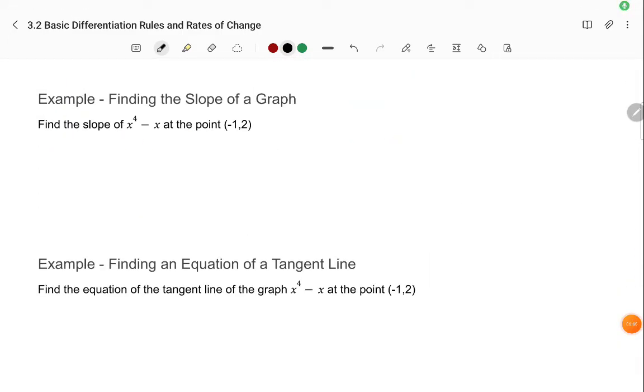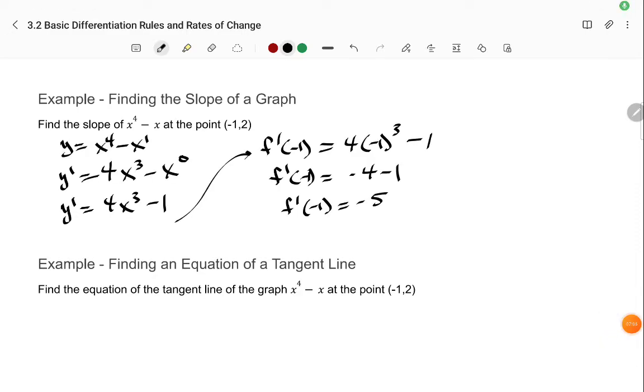So let's go ahead and try that. On this example, find the slope of x to the fourth minus x at the point (-1, 2). Go ahead and pause this video, try this on your own, and then come back and see how you did. Okay, so let's see how you did.